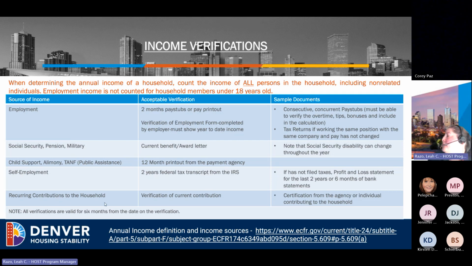And then recurring contributions to the household. It could be a family member giving a resident $100 a month to help with their living costs. That is every month, and it's been going on for years. That's a recurring contribution to the household. It's income coming in. So you should be able to get a letter documenting who's giving it, for what, for how much, like that.